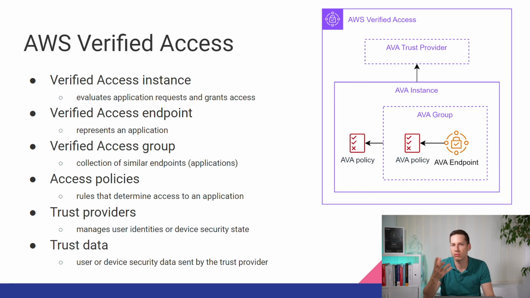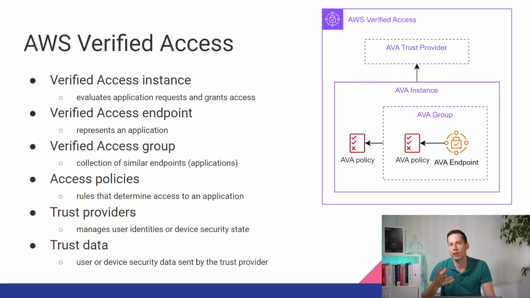So what does Verified Access look like? The components of Verified Access: the first one is the Verified Access instance. This is basically the compute power behind Verified Access. This is going to be the engine which is going to evaluate the request for you. And then you have the Verified Access endpoints, which are going to represent an application of yours. So if you have 5 applications, then you would have 5 Verified Access endpoints for these.